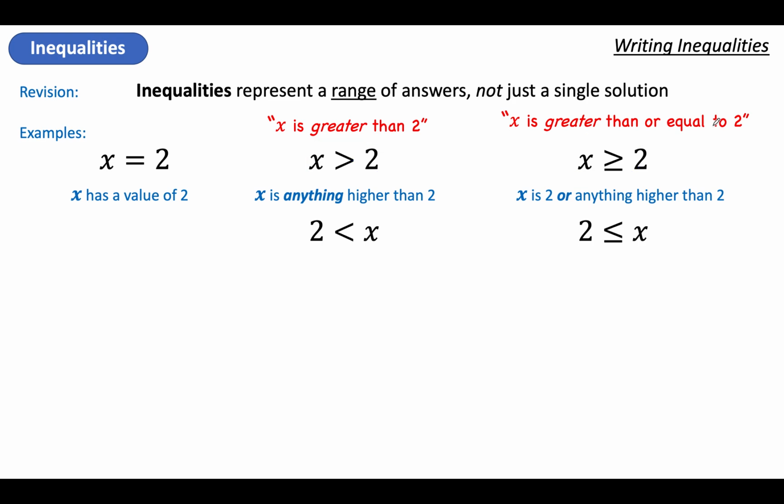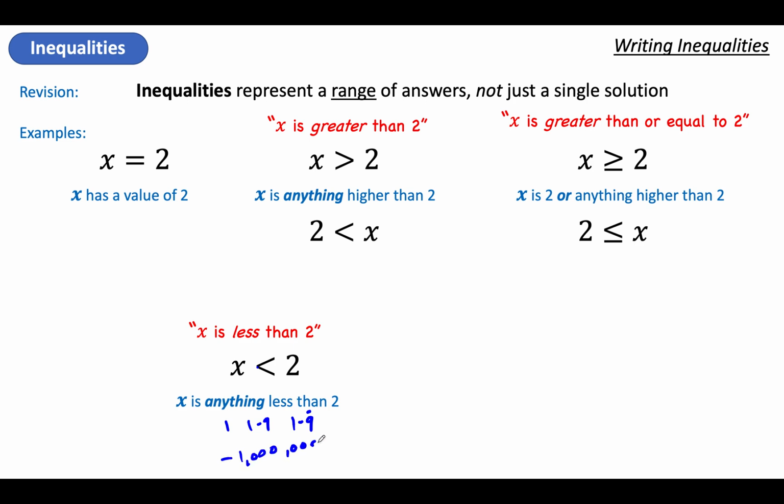Okay, what about though we could do it the other way. Things don't have to be bigger than something else. They could be less than something else. So this one here, the pointy end is at the left hand side, so that side is smaller than anything on the right hand side. So x is less than 2. X is literally anything less than 2. So that could be 1. It could be 1.9. It could be 1.9 recurring. Literally anything up to 2. It could be negative 1,000,000. Anything that is less than 2 is perfectly acceptable.